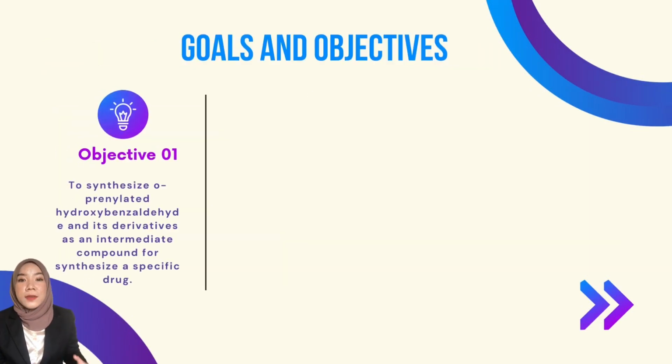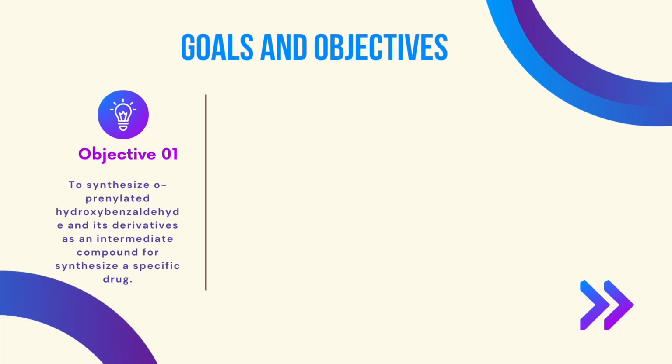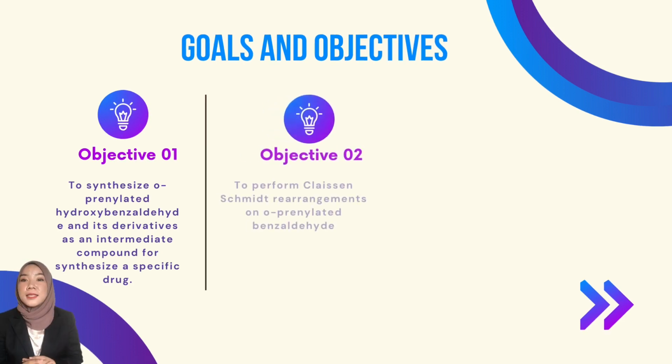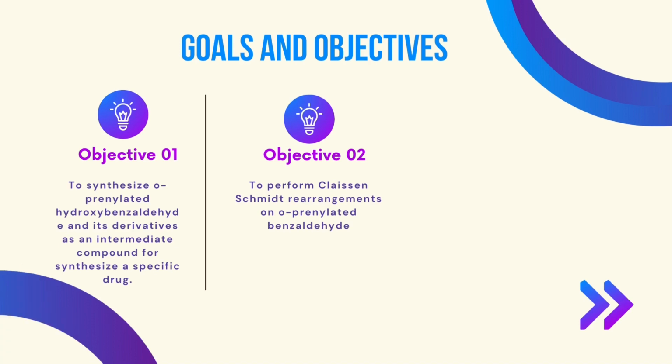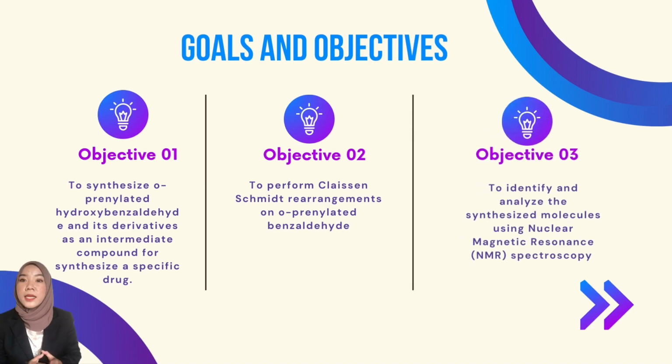The first objective is to synthesize prenylated hydroxybenzaldehyde and its derivative as an intermediate compound for the synthesis of specific drugs. Secondly, to perform Claisen-Smith rearrangement on prenylated benzaldehyde. And lastly, to identify and analyze the synthesized molecule using nuclear magnetic resonance, NMR spectroscopy.